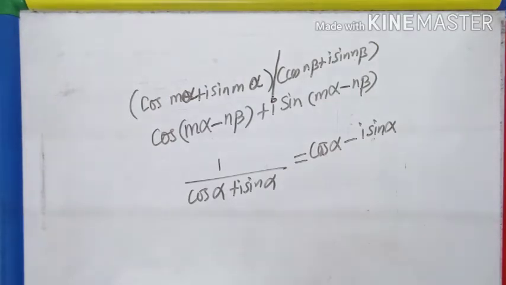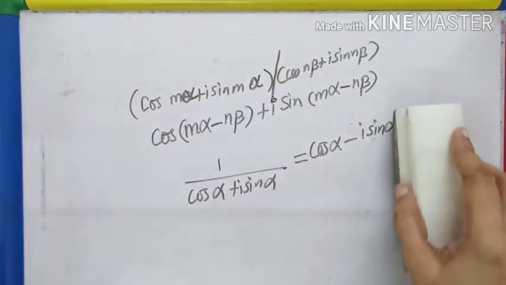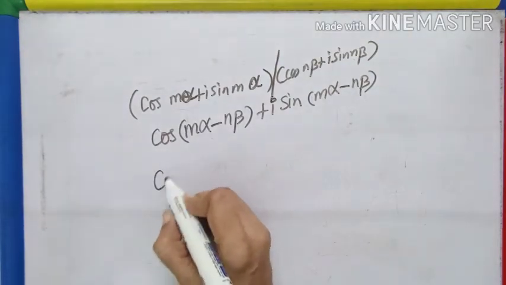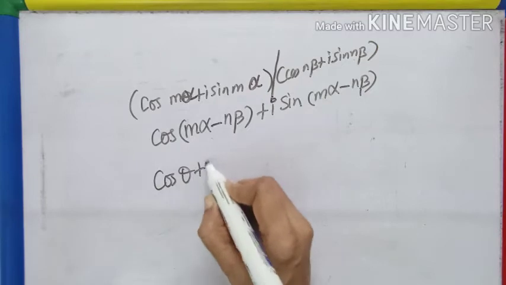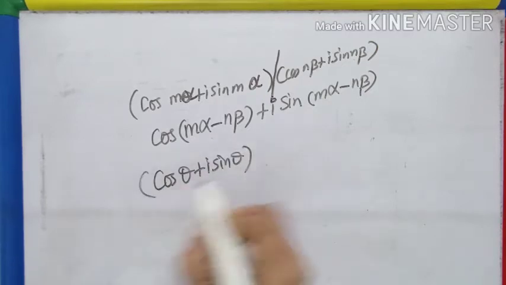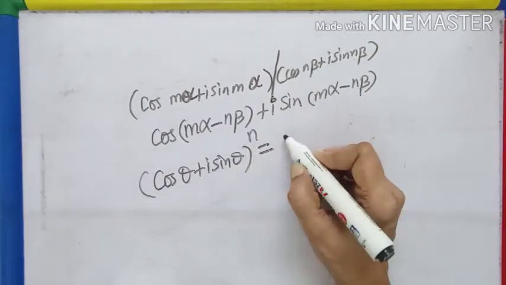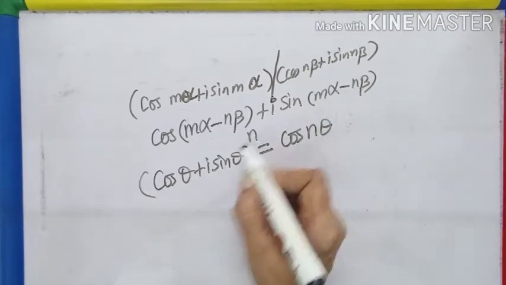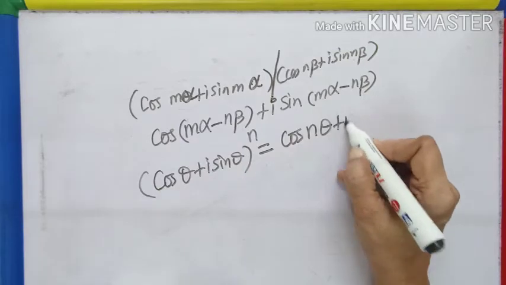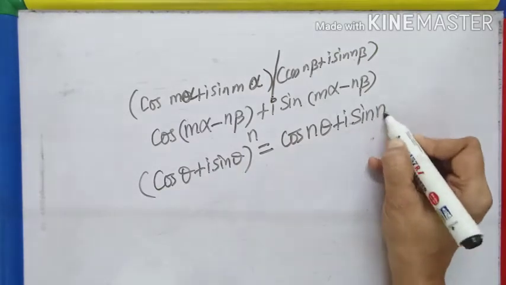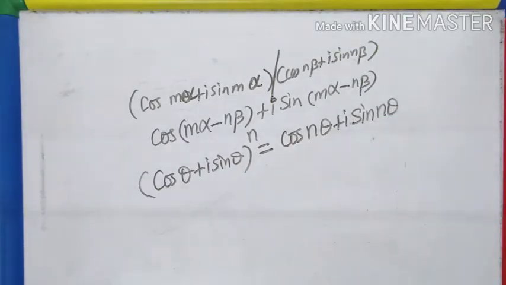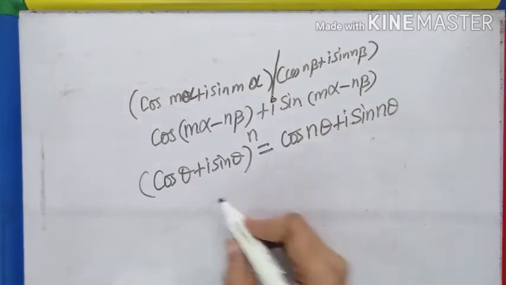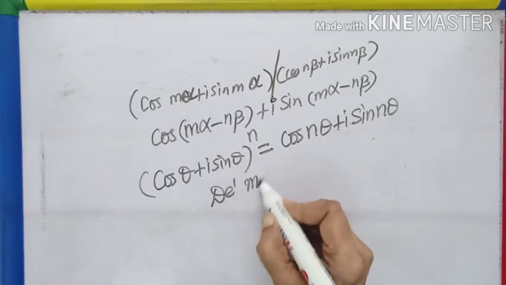And then a very important property is de Moivre's theorem. What does the theorem say? (cos θ + i sin θ) the whole power n can be brought to the argument: cos nθ + i sin nθ. It's a very important concept that we learn, called de Moivre's theorem.